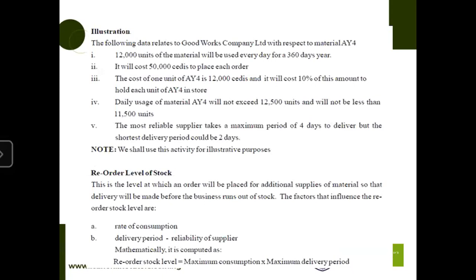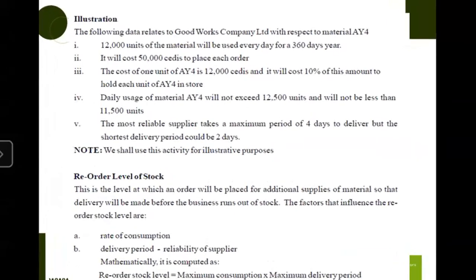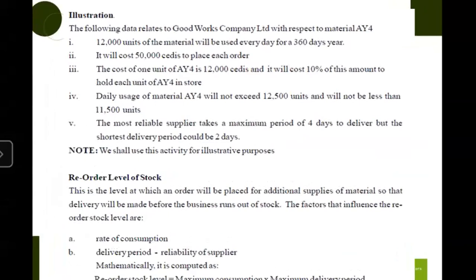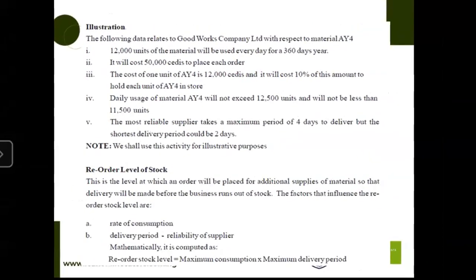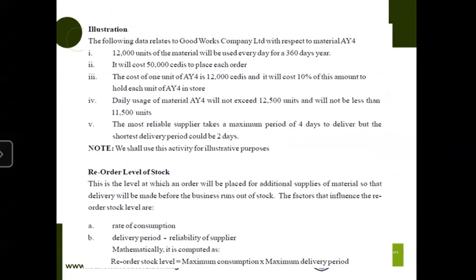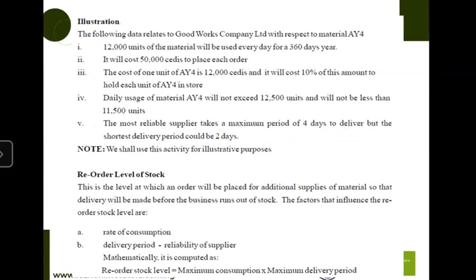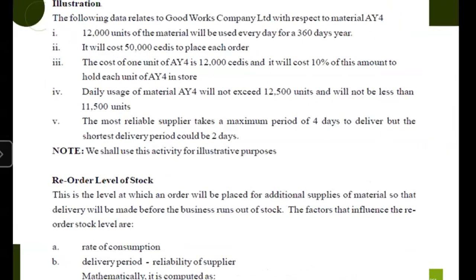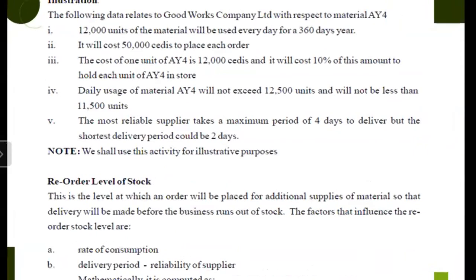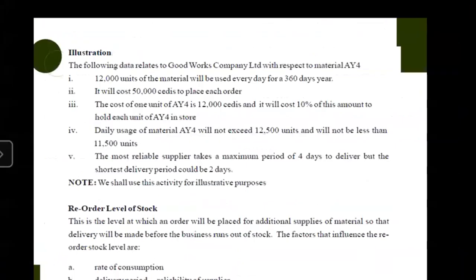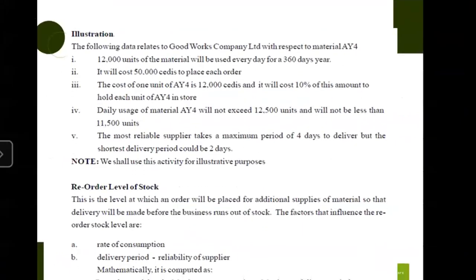But before I do that, I would like to illustrate and take the class with a question. The question relates to Good Work Company Limited, which refers to material AY4. Material AY4 is the name of the material that we want to use to produce goods for Good Work Company Limited. The usage is 12,000 units of the material every day for 360 days in a year. Because we are ordering it from Ghana, the cost of one unit is 12,000 cedis.